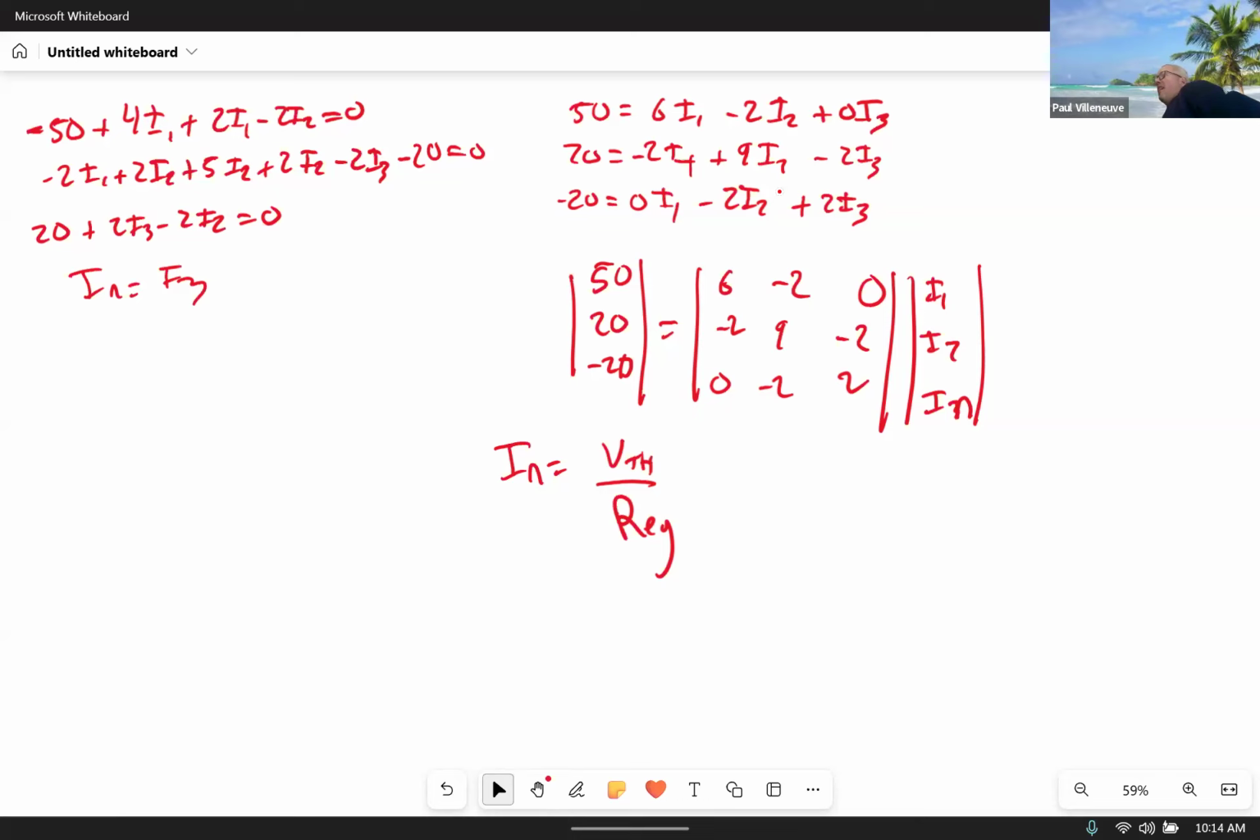So if you have a Norton or a Thevenin with a dependent source, you can't solve for R equivalent. So at that point, you have to do both V Thevenin and I Norton to solve for those.